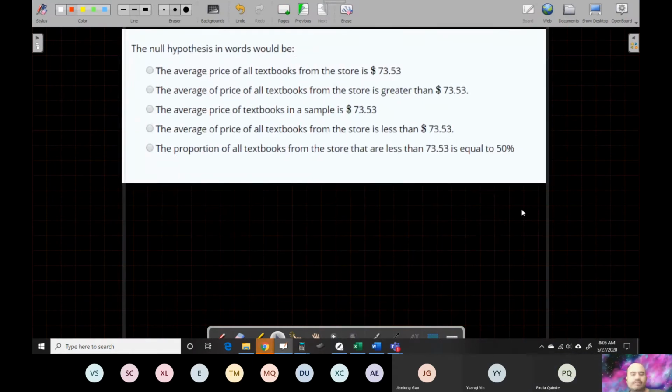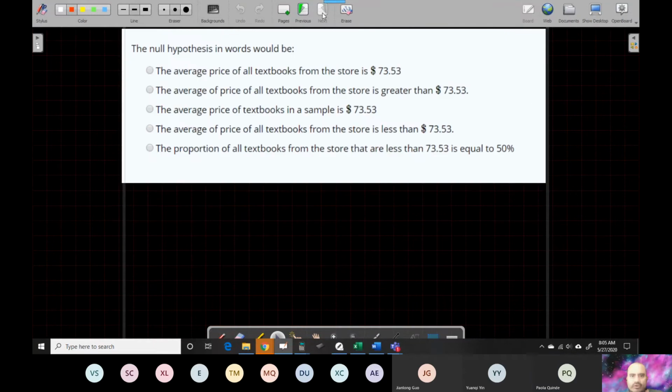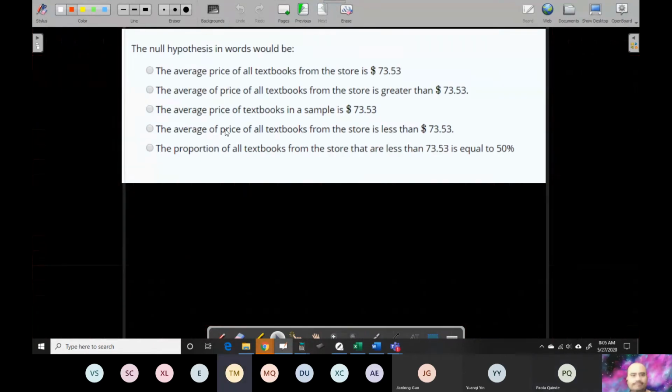The null hypothesis in words. So they want to know this in words. How would you say this in words? Which one is the best way to describe that statement?